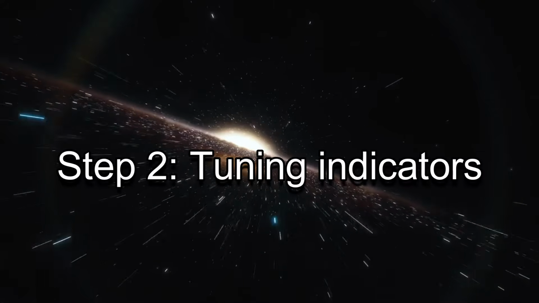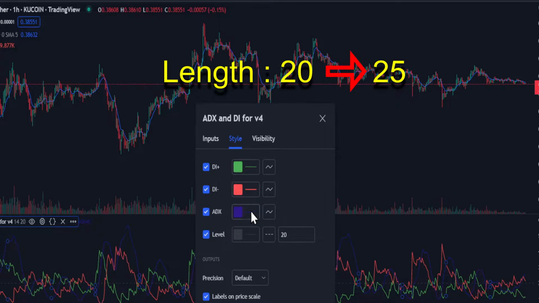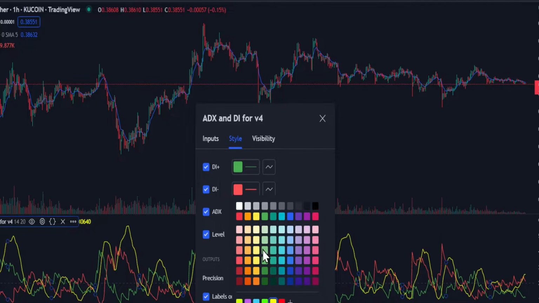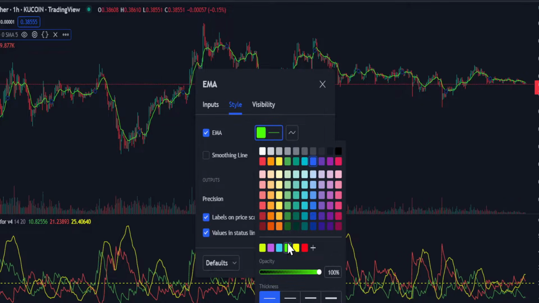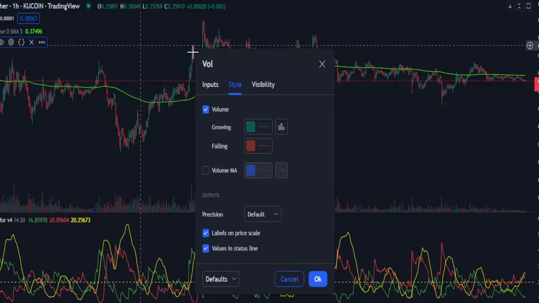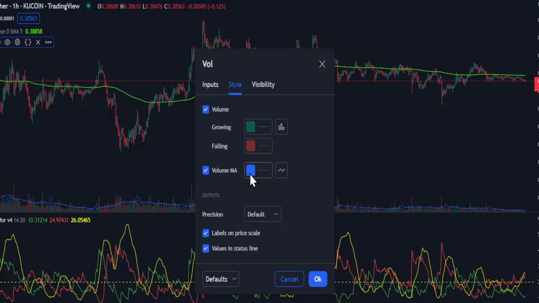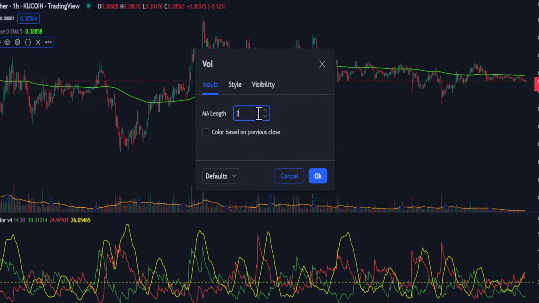Step number 2 is to tune the indicators. First, the threshold line is set back to 25 for the ADX and DI indicator, but let's make the ADX line more visible. The setting for the exponential moving average is set from 9 to 200. Make the line thicker. For the volume, add a moving average to it. Change the line color to orange. Tune the MA from 20 to 30.